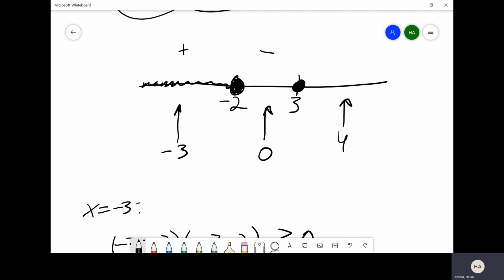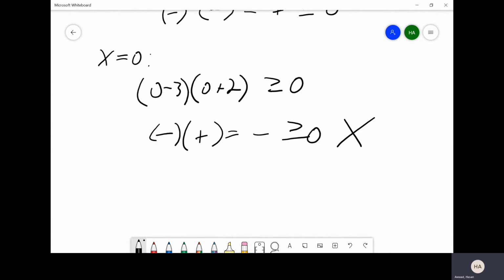So we put a negative there because that's what it's representing, right? When we plugged in 0, we got a negative number back. So we know that from negative 2 to 3, that interval will not work. Okay, we have one last test to do. So we're going to do x is equal to 4.